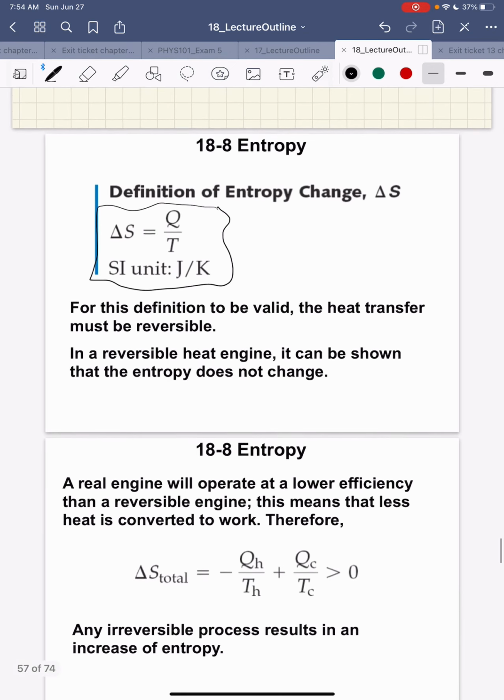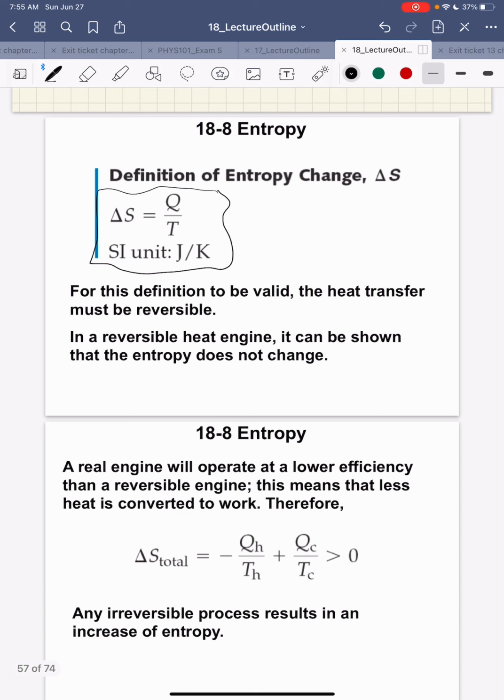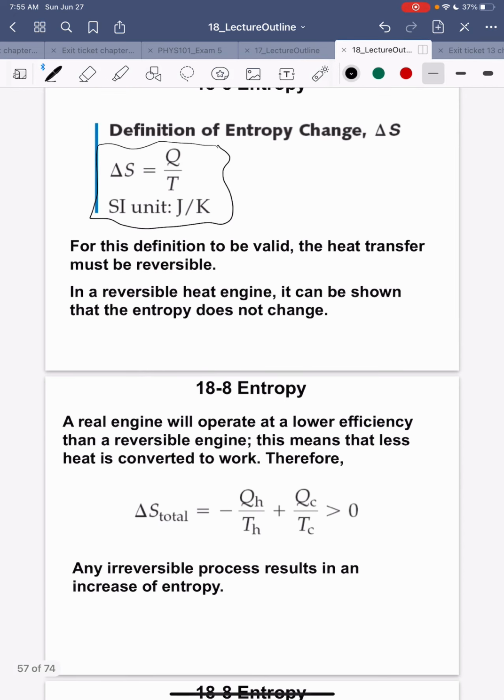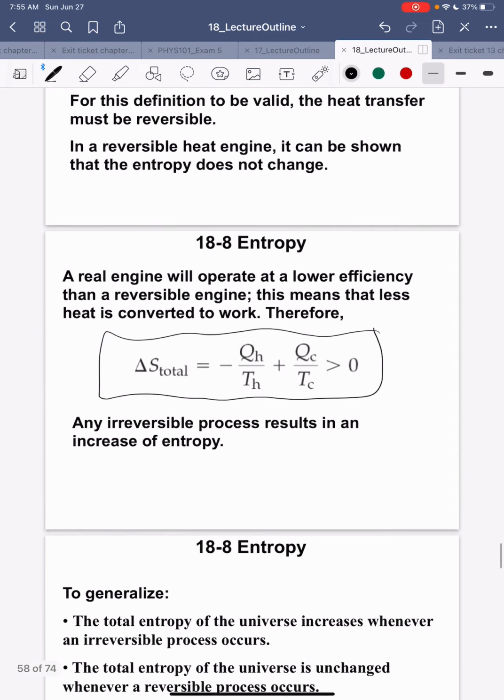In a reversible heat engine, it can be shown that the entropy does not change. Now, a real engine will operate at a lower efficiency than a reversible engine, and this means that less heat is converted into work, and therefore ΔS total is going to be minus Q_hot over T_hot plus Q_C over T_C. Any irreversible process results in an increase in entropy. This is important.